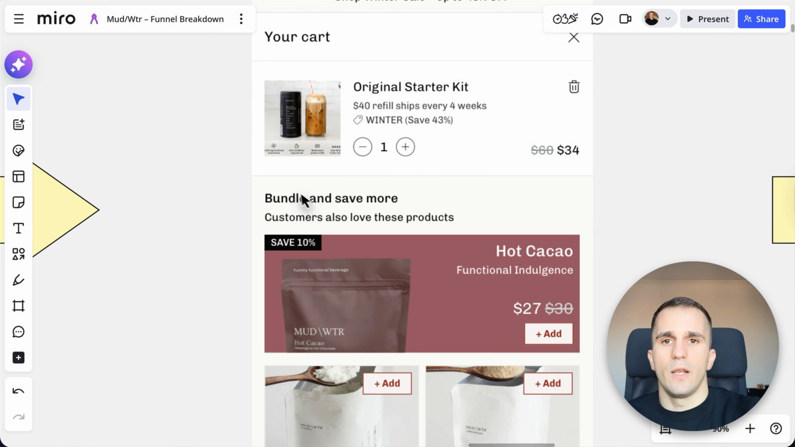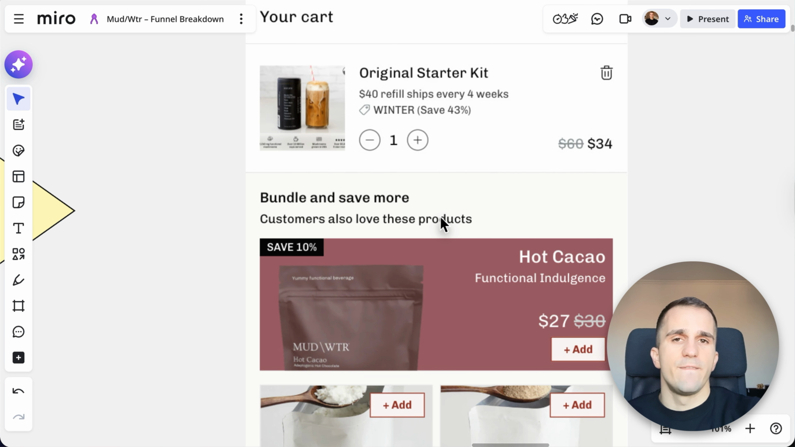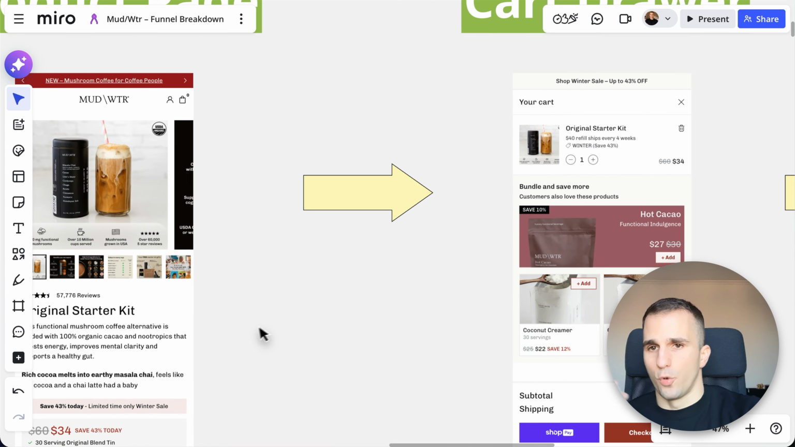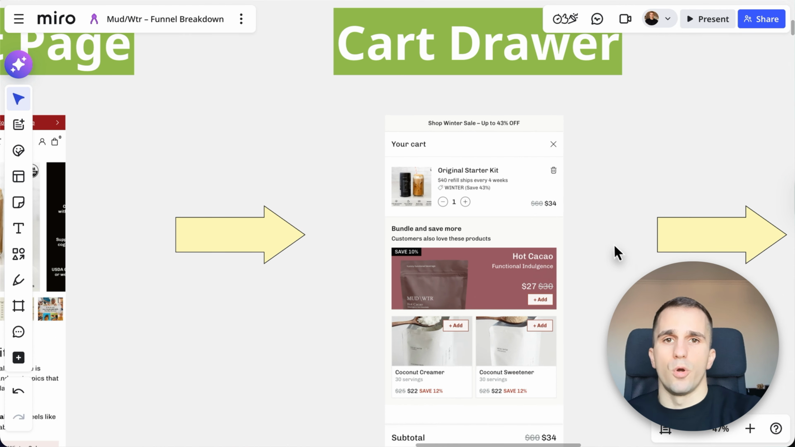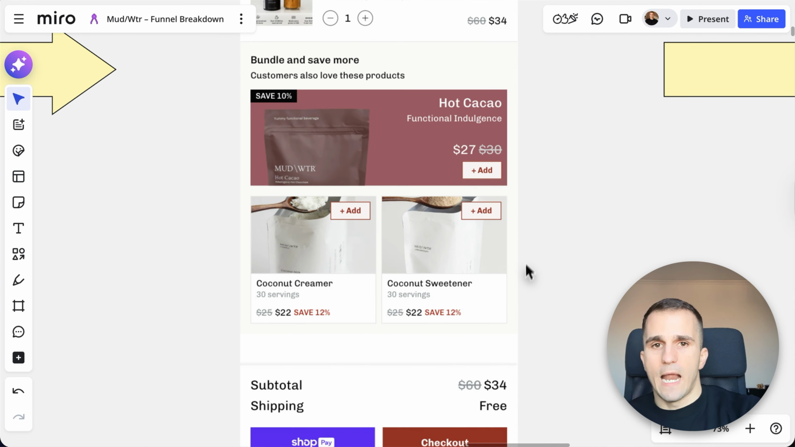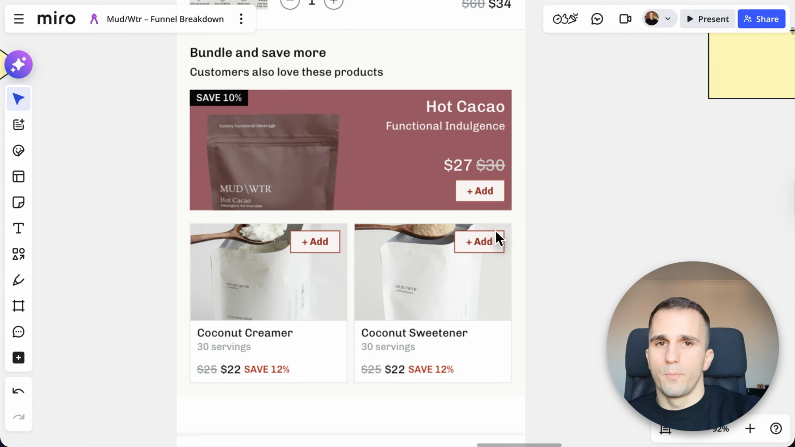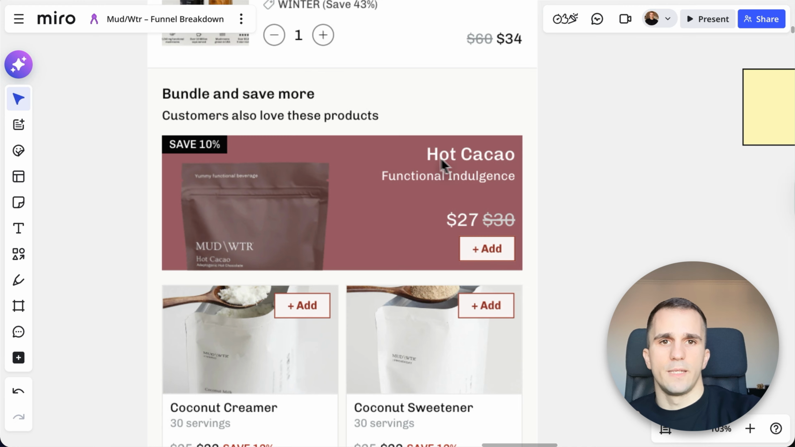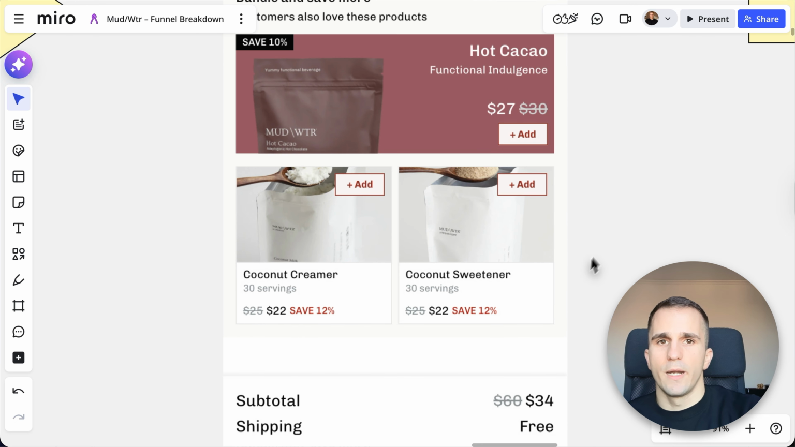So then we have the label that says bundle and save more. So bundle and save more, and a huge emphasis on save more. So you're already saving, you can save even more. That's what they're saying. Now here we have all the other products as a cross-sales. We have this hot cacao, coconut sweetener, whatever.